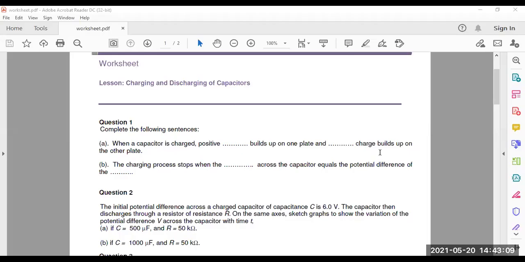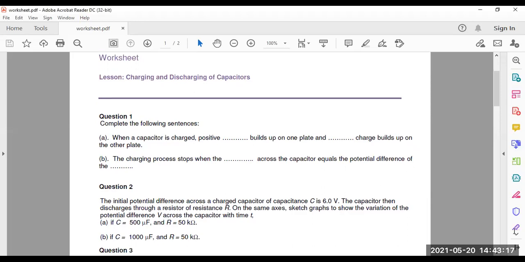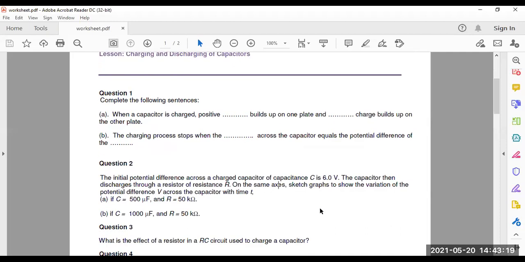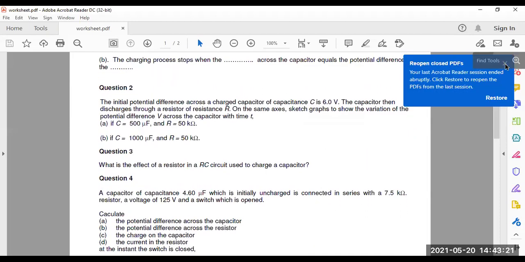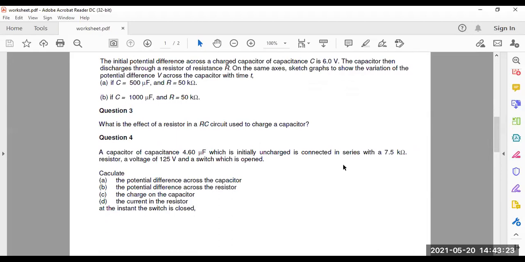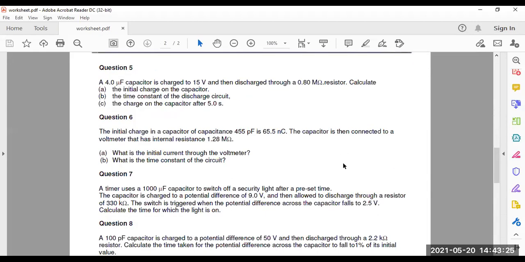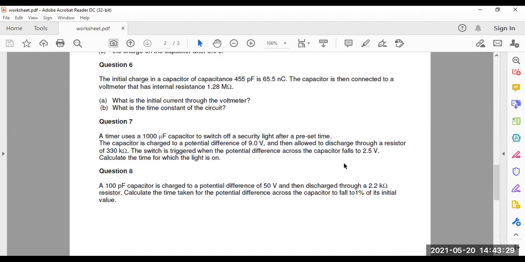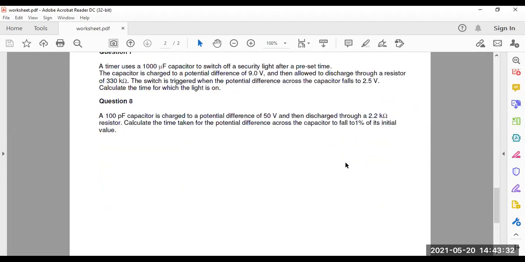These are the questions for the charging and discharging of capacitor. Question 1, question 2, question 3, question 4, question 5, question 6, question 7, and finally, question 8.